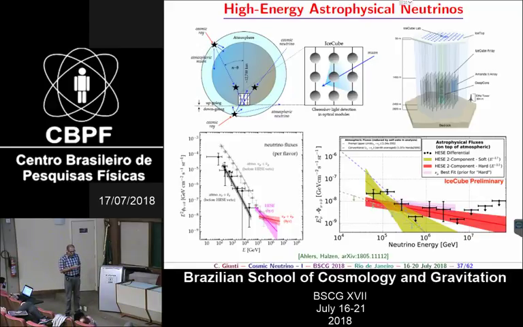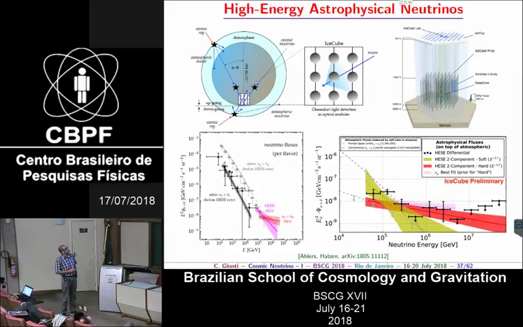So I will not discuss this measurement because it is very new and I did not have time to analyze it. So I will discuss something else connected with the astrophysical neutrinos. This measurement, in any case, was done by the IceCube detector. This is a detector which can detect neutrinos through the observation of Cherenkov light produced by the muons and other particles which are produced by the neutrinos when they interact with matter.